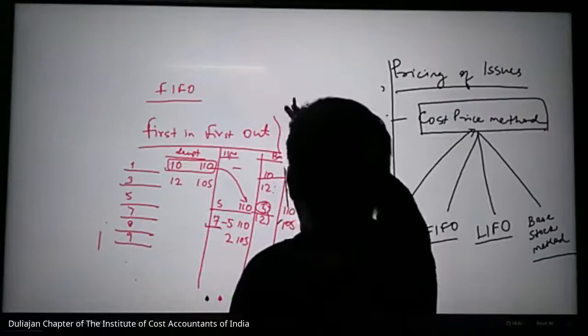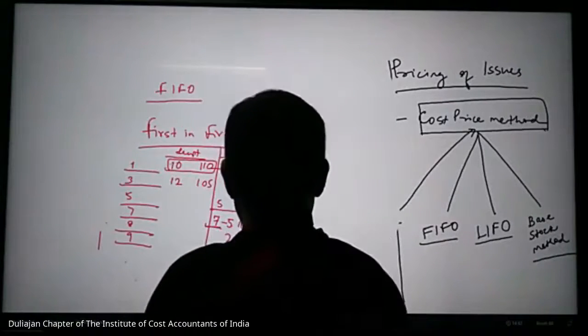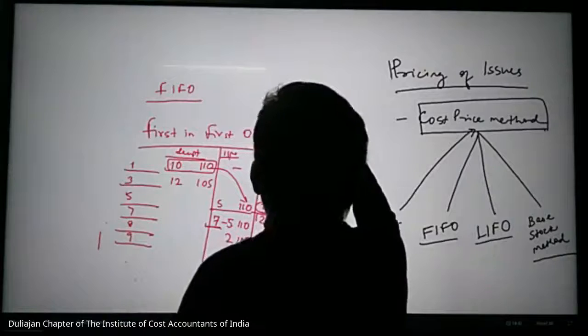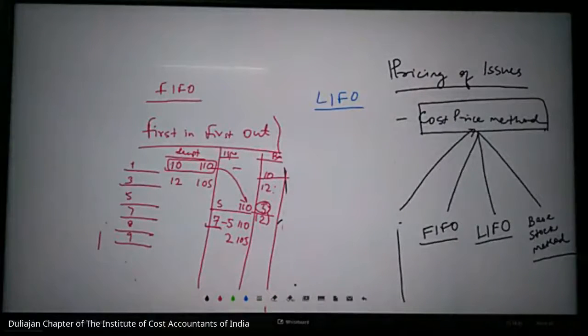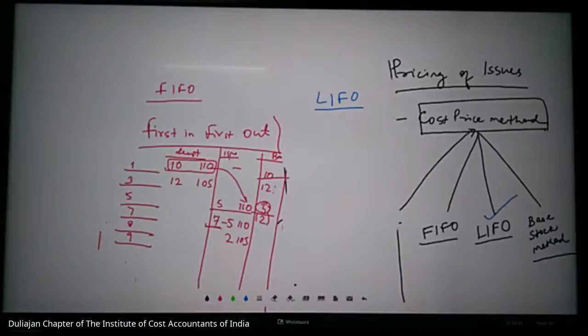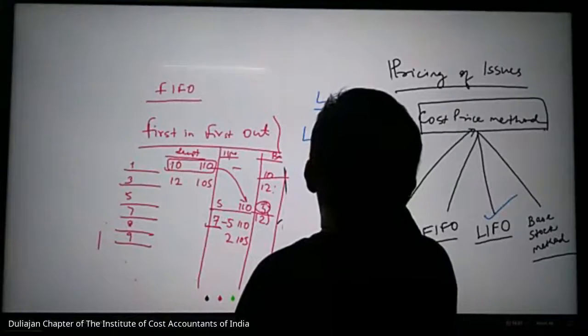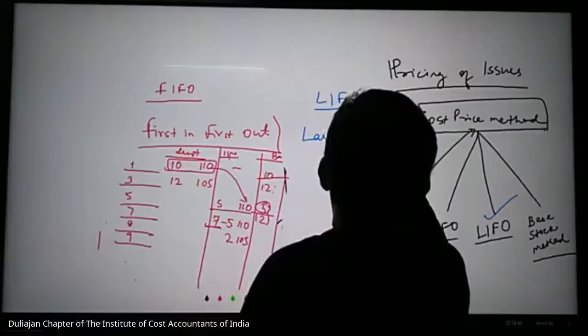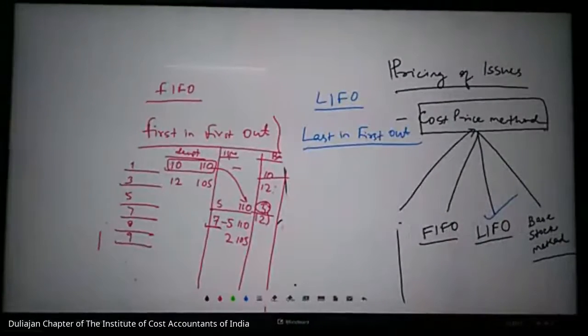There is another method just opposite to this, that is the LIFO method. LIFO means, again somebody can tell me what it can be? Same way. Last in, first out. Last in, first out. Very good. This is last in, first out. That means I have a storage.